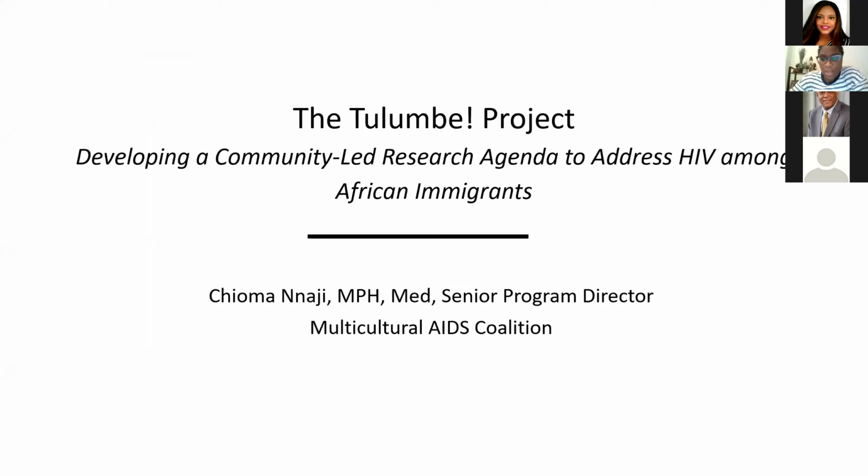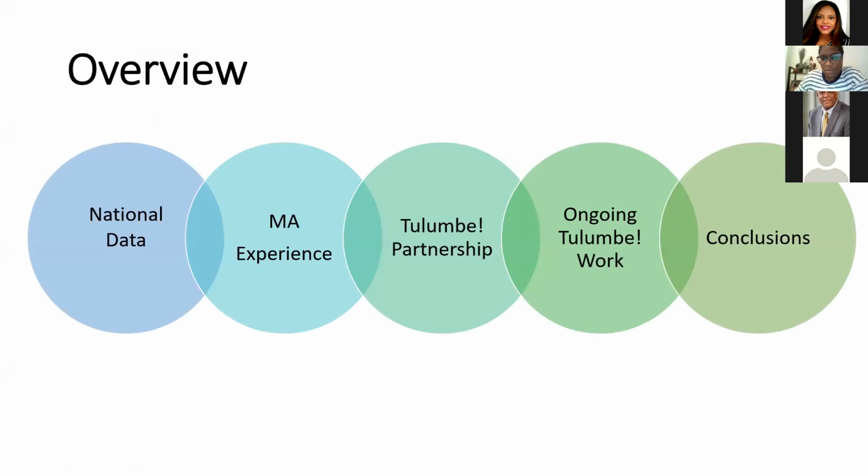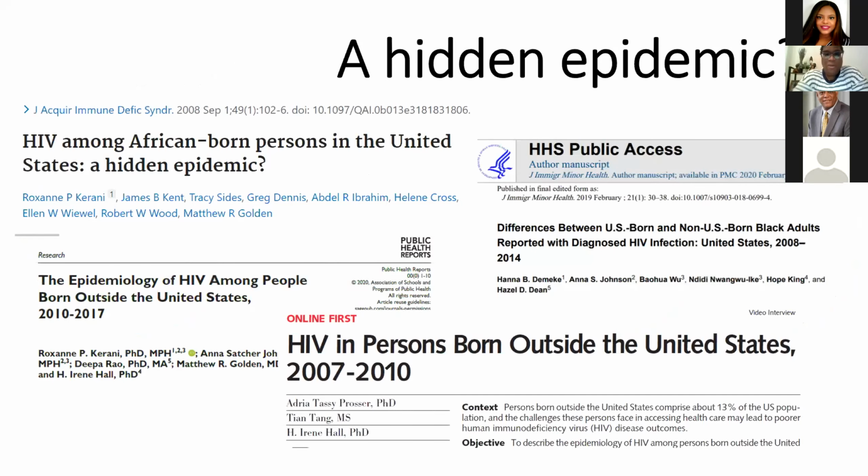Again, like Al said, my name is Chioma Nnaji. I work at the Multicultural AIDS Coalition, which is located in Boston, Massachusetts. Today, what I'm going to be sharing with you is a project that was funded by PCORI, and I'll talk about PCORI a little bit, but it's a project that is community-led and addresses HIV in African immigrants. So I'm going to give you a little overview about national data as it relates to HIV and African immigrants, talk to you about our experience in Massachusetts, and then talk about the actual project and some of our ongoing work.